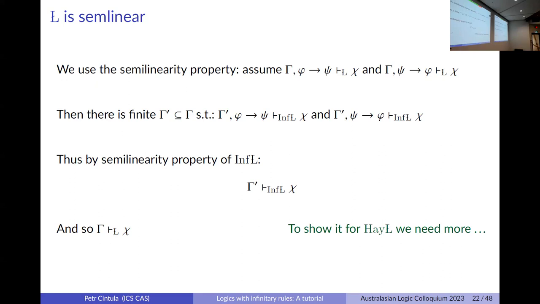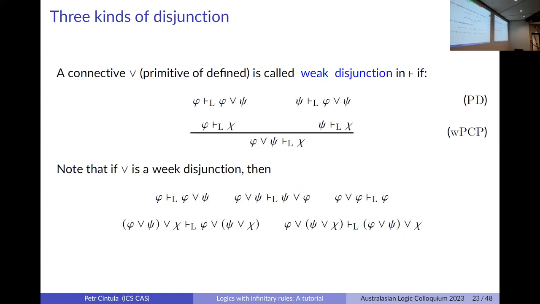And what we will need to prove it, I guess there are many ways, but I will show you a proof using disjunctions. Because if there is some problem in logic, there is usually a solution using disjunction. Okay, that was a very strong statement. So, three kinds of disjunction. Everything comes in triplets in this talk. So, we have three kinds of disjunction.